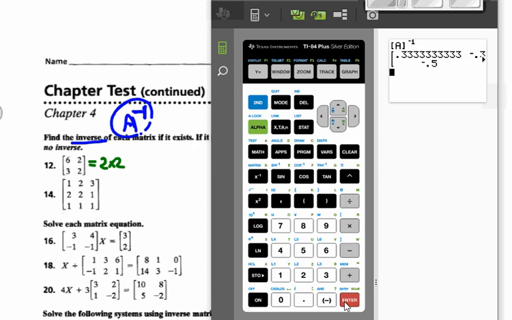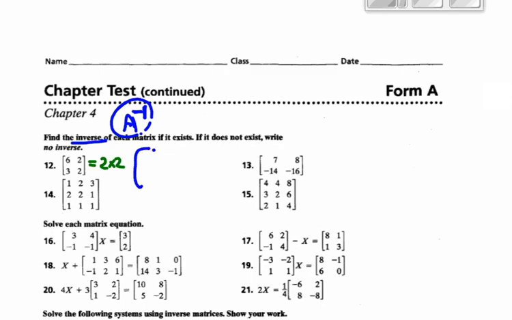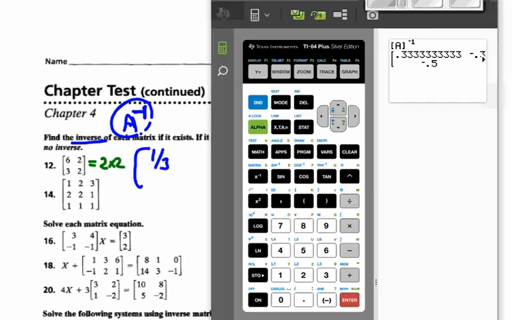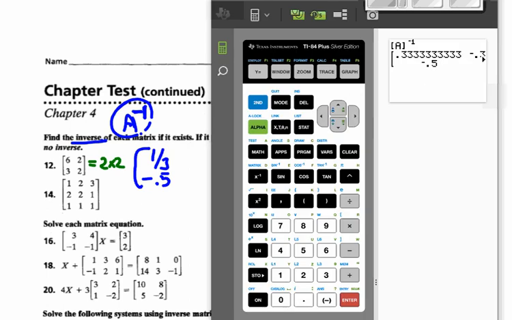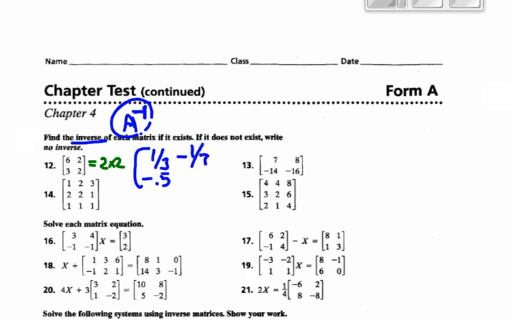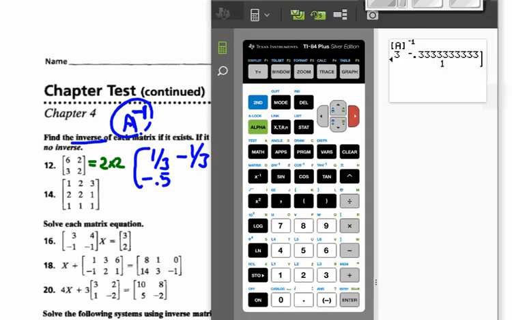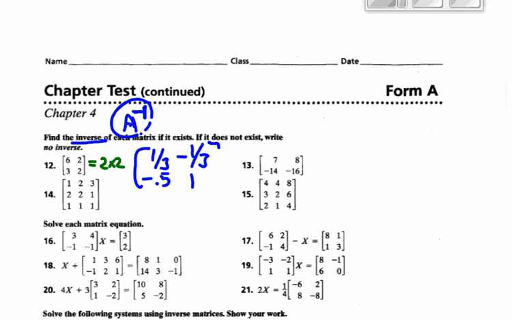Notice that's 0.3 repeating bar, which then you should know is 1/3 as a fraction. Negative 0.5 right here. And then in order to see what the other two numbers are, I have to right arrow. Negative 0.3 repeating bar, so it's negative 1/3 and 1. And there's my inverse. Okay, and I just do the same thing for 12 or 13, 14, 15. So I'd say A inverse is that.